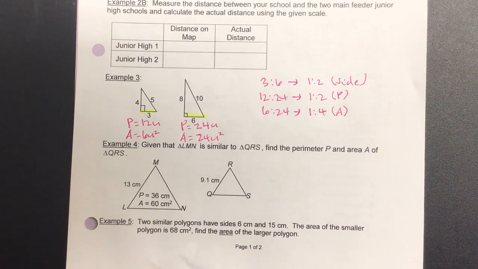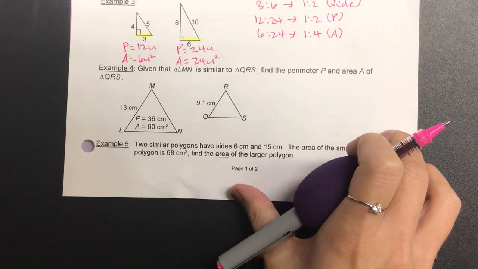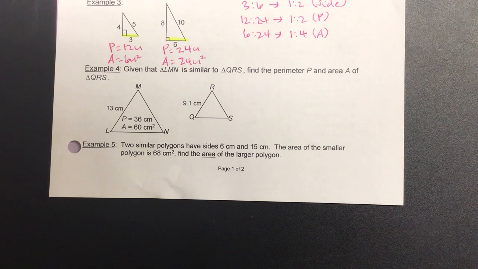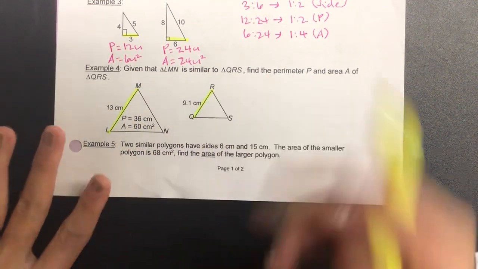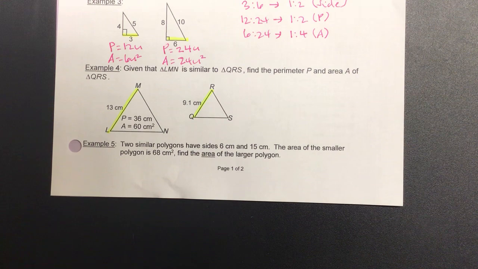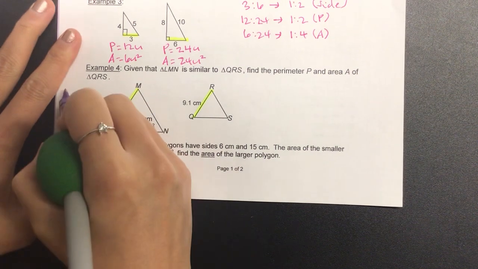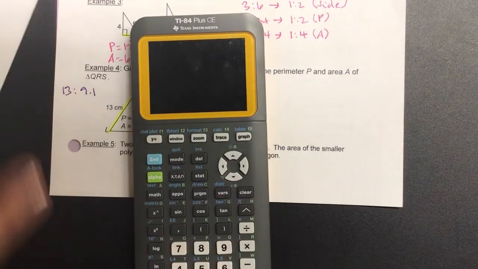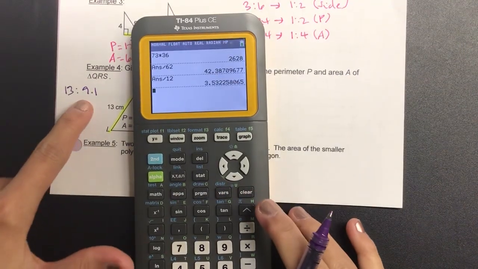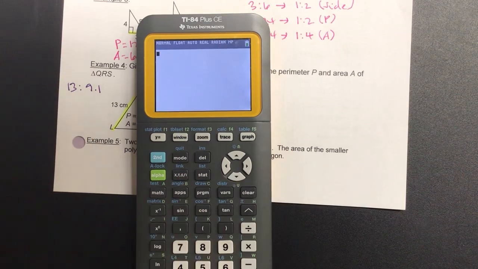So let's look at example number 4 then. Jet, let's read. Given that triangle LMN is similar to triangle QRS, find the perimeter and the area of triangle QRS. Okay, let's start by highlighting the corresponding side. And then I want to go ahead and simplify this. So let's write out 13 to 9.1. And I know that 9.1 looks ugly. You can keep that as it is, but I don't want it. I kind of want a whole number.